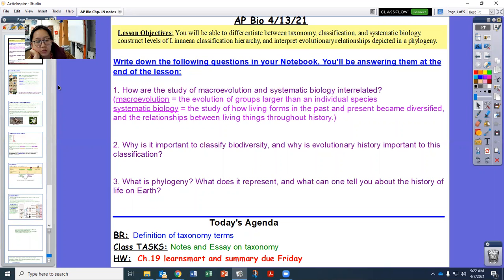All right, so we are going to do our notes on taxonomy today, and then you're going to start your chapter 19 LearnSmart and Summary. That's going to be due on Friday. I will give you time on Thursday in order to finish it though.